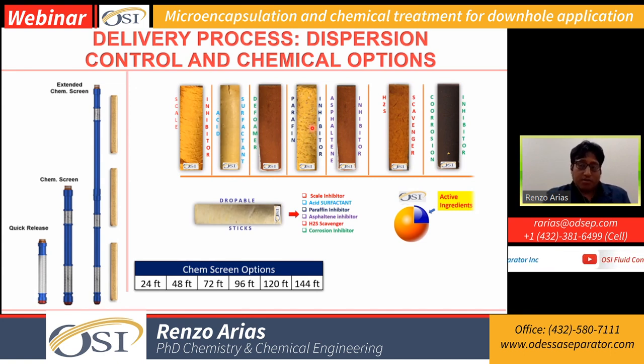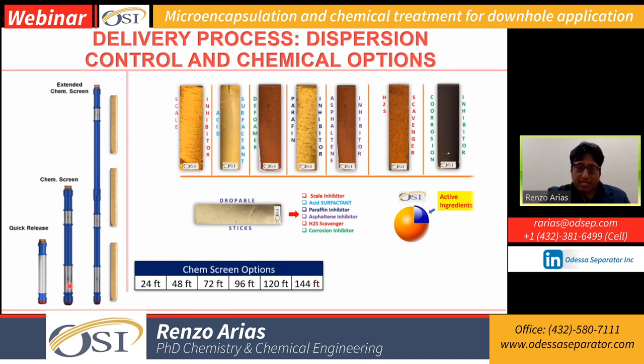For the chemicals, we can treat your scale issues, we can treat your corrosion problems, we also have chemicals specifically for high concentrations of H2S. We have paraffin and asphaltene inhibitors as well, the formers, and this combination can always be modified based on the customer. We can always modify this because we have control over the process of making this microencapsulation. So the longevity of the treatment will depend on the production conditions, of course. But we can go from 24 to 144 days of chemical treatment, especially for high production.